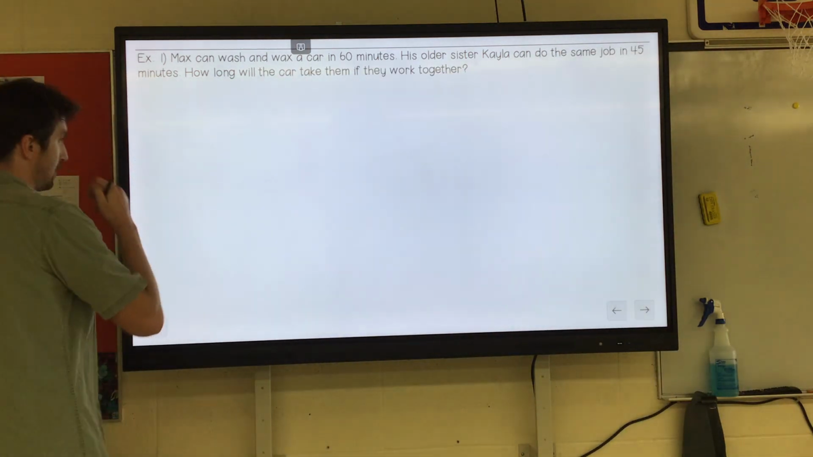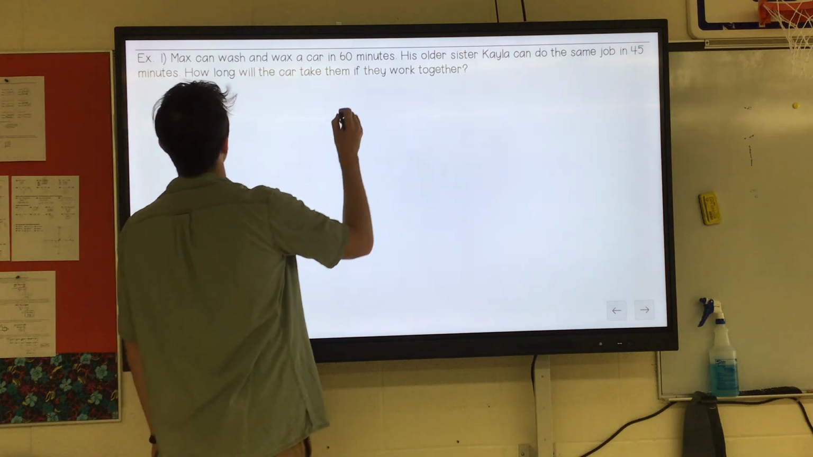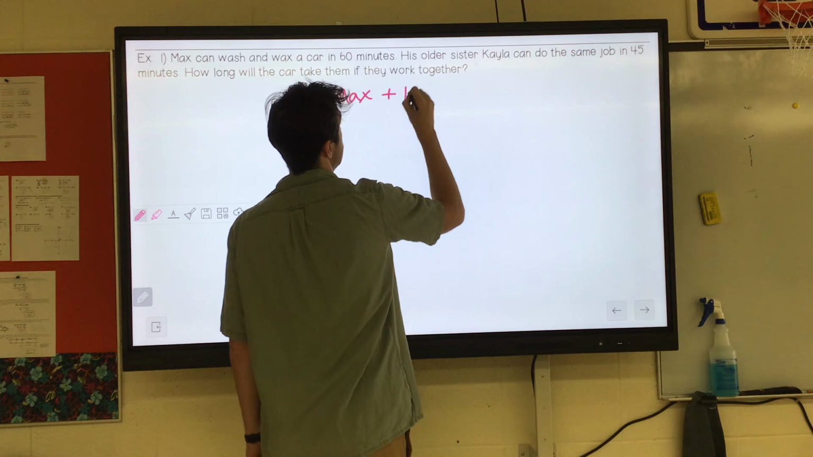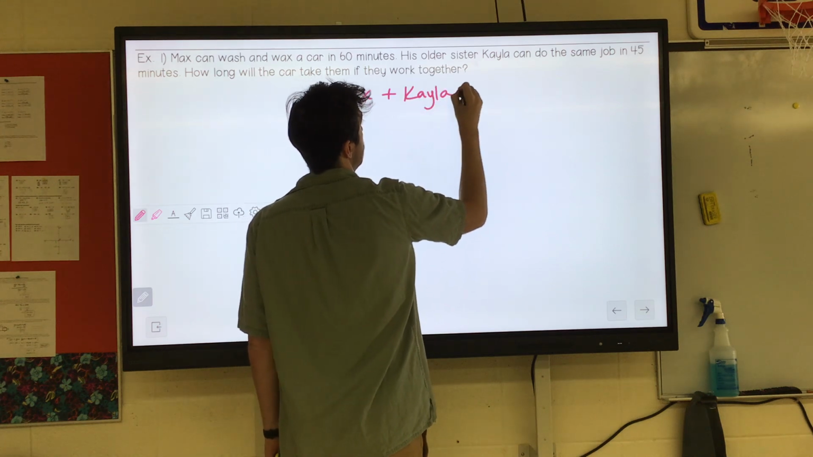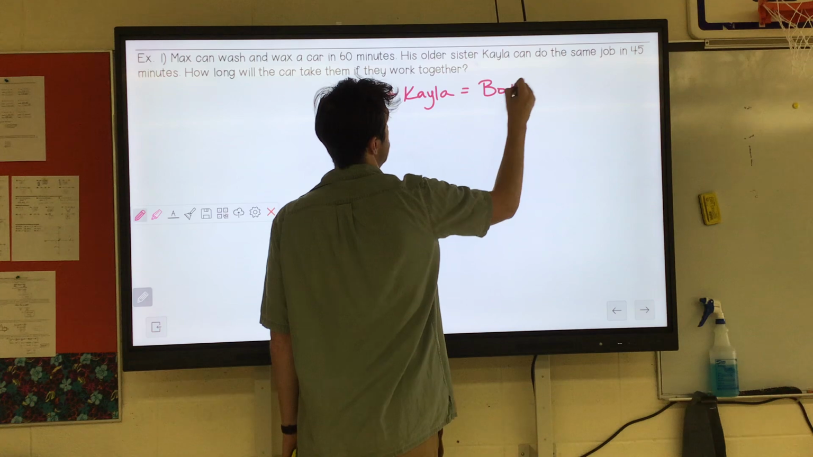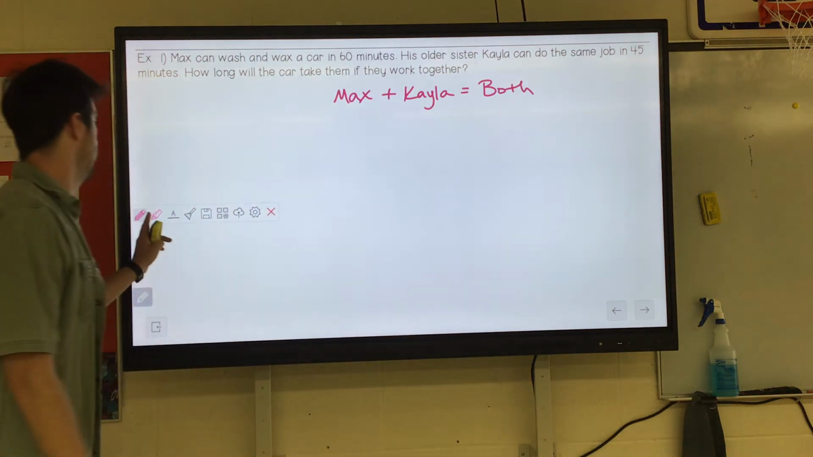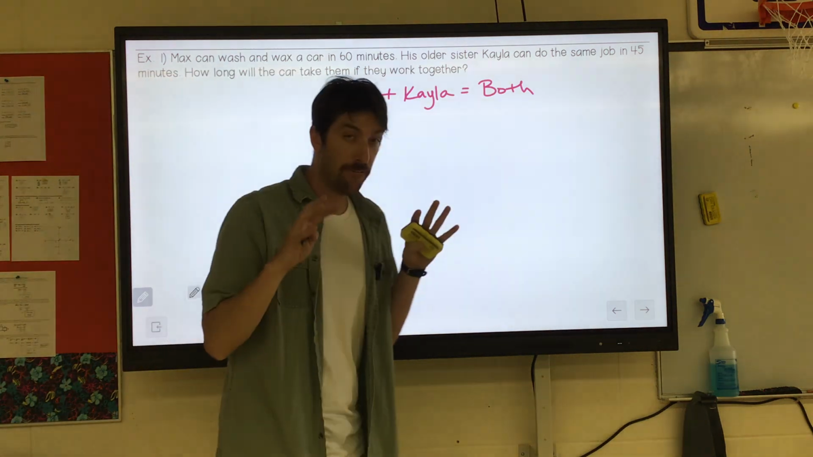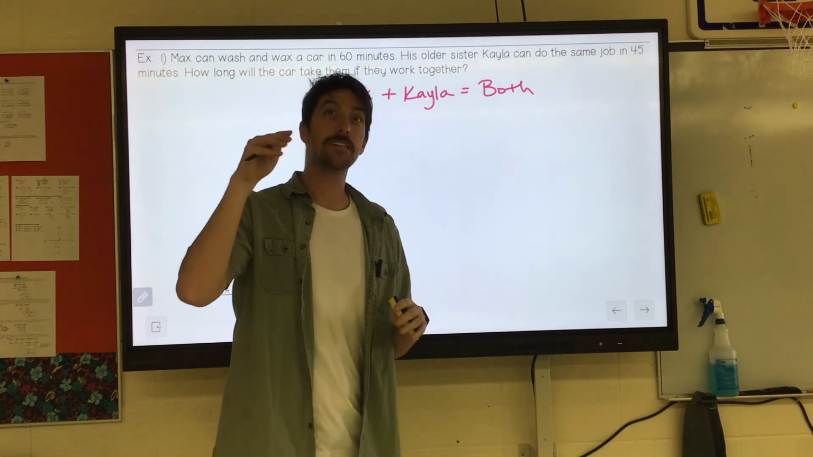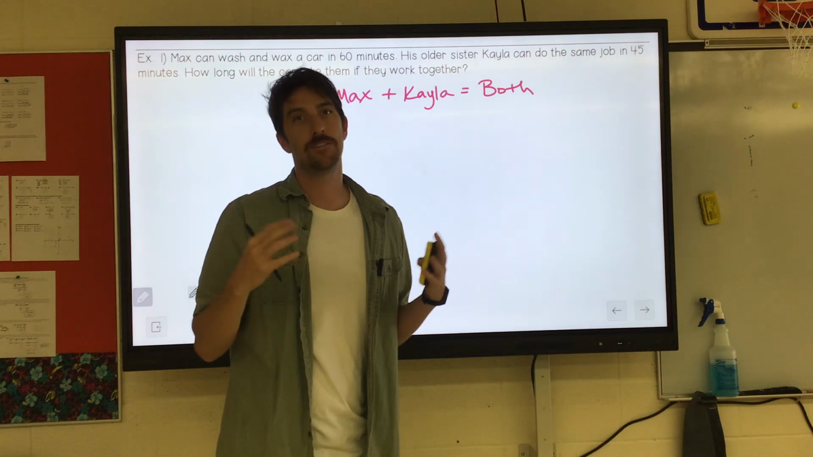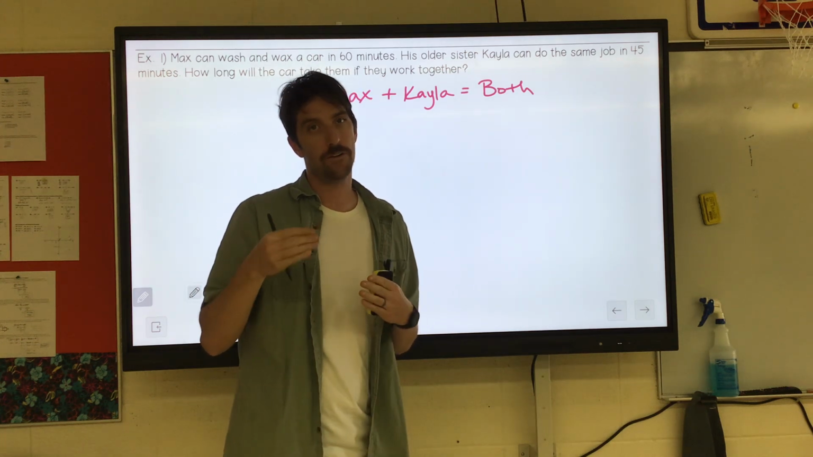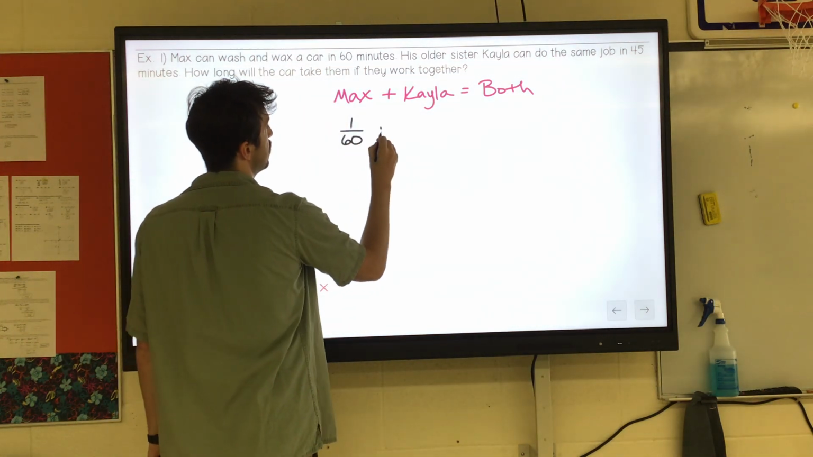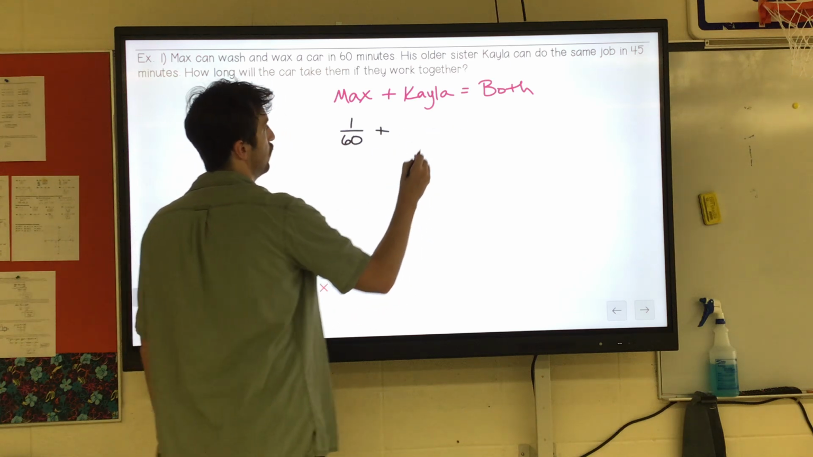So it's kind of always a similar setup. It's like there's Max plus his sister Kayla equals them working together. But Max gets it done in 60 minutes. So in theory, every minute he's getting 1/60th of the job done. So that's how we're going to write it. It's always like 1 over however long it takes them. So Max 1 over 60 plus Kayla is 1 over 45.